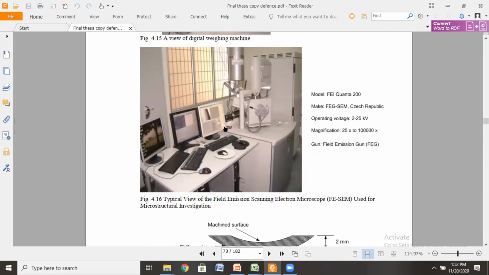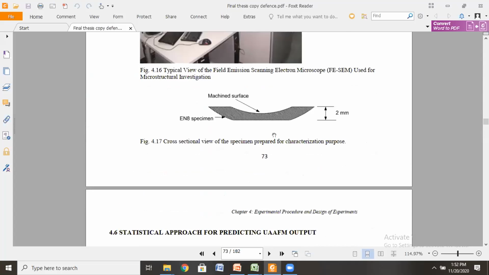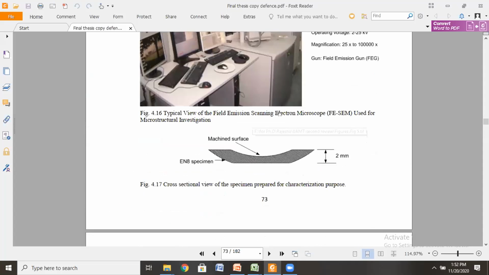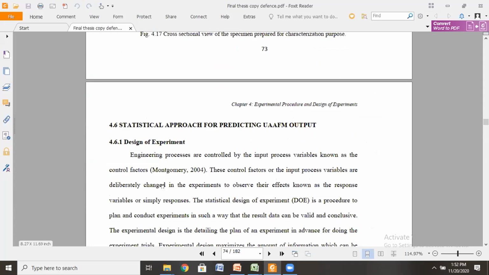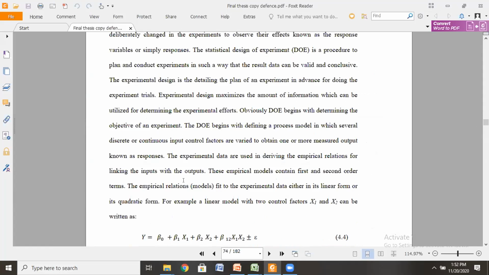And we also use the scanning electron microscope for seeing the microstructure before finishing and after finishing. This is a sample cut from the cylindrical geometry, and we use this setup. And coming to this part, the statistical approach for predicting UAFM output. This is another important part.